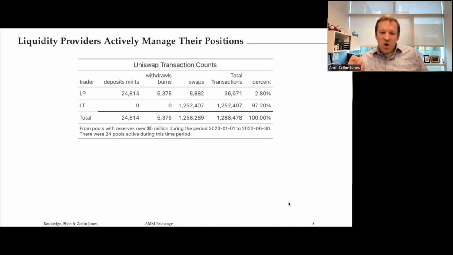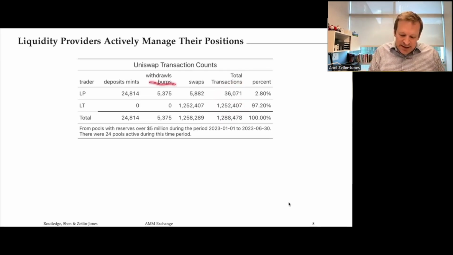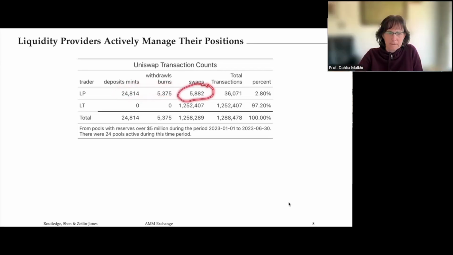So when we say market making is passive, I agree 100% that it's not something they are doing day to day. But what I do see when I look at these liquidity provider transactions is they don't restrict themselves to deposit and withdraw. We see a sizable number of transactions where market makers swap against their own liquidity.